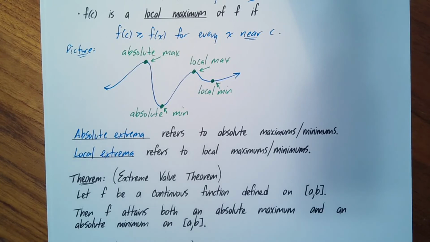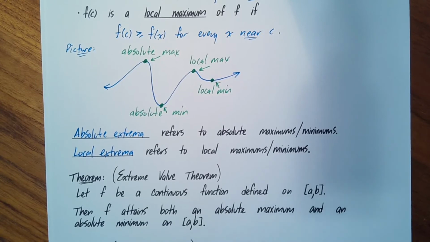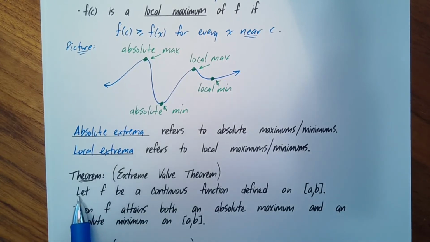Okay, and I'm going to finish this page off with a couple of theorems that we're going to use in this section. The first one is called the extreme value theorem. And what it does is it gives you sufficient conditions on which it can be guaranteed that a function has absolute extrema. And it turns out that the conditions are not that strict. It just says the following. This is what the theorem says.